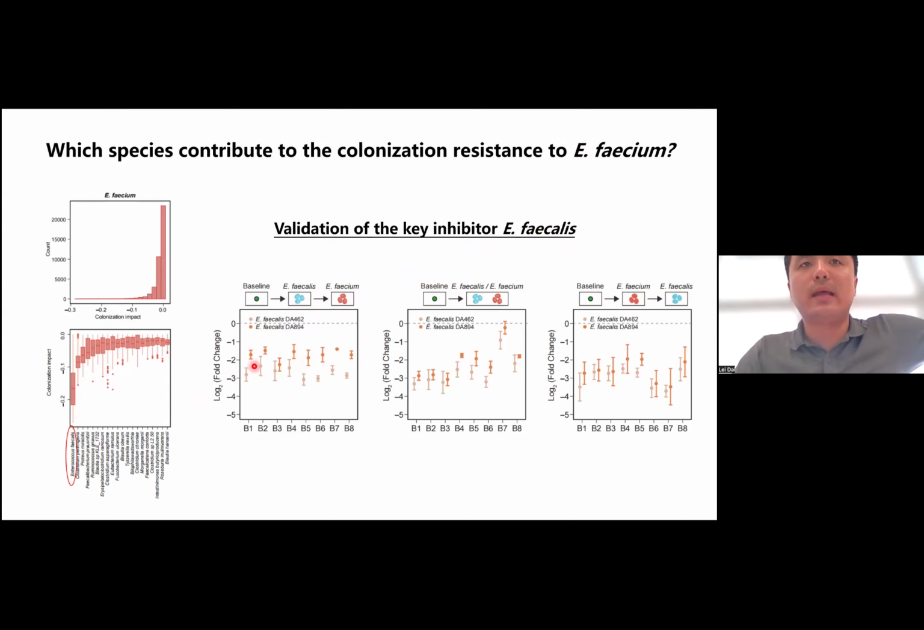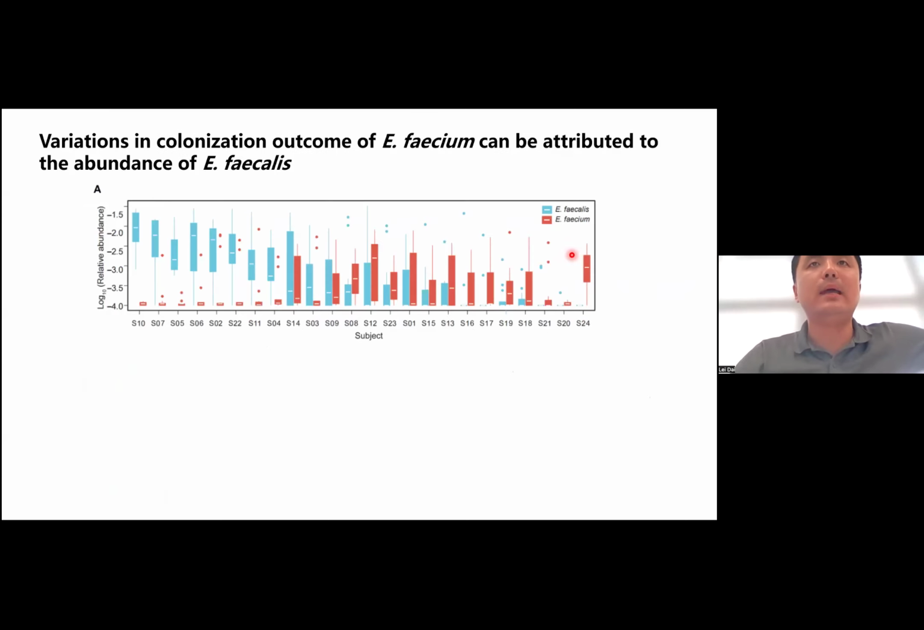And B1 to B8 are different communities, right? So in different communities, we found that E. faecalis is a very strong inhibitor of eFeces. When it's present, eFeces seems unable to colonize. And we also looked back into the different human subjects in our samples. So eFeces in red, E. faecalis in blue. You find that for subjects that start with a high E. faecalis abundance, eFeces almost always has a very low abundance, right?